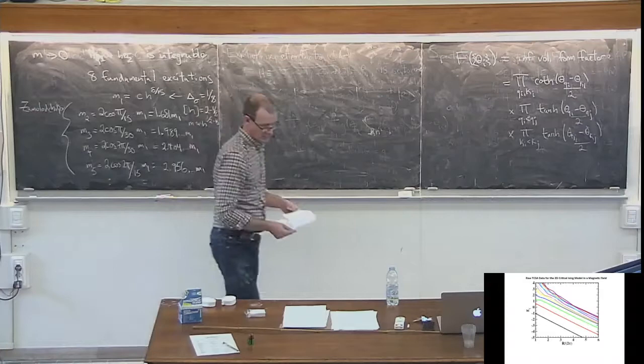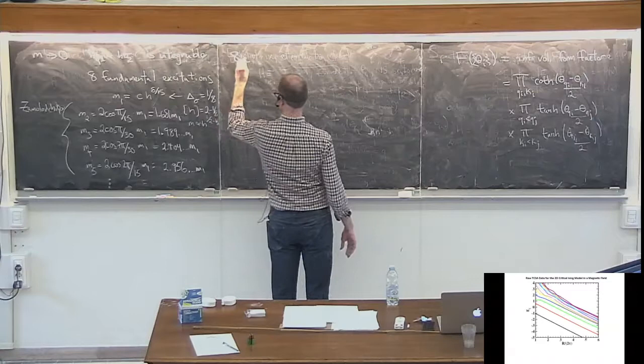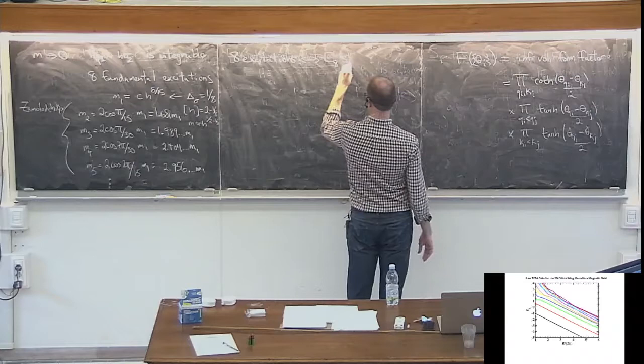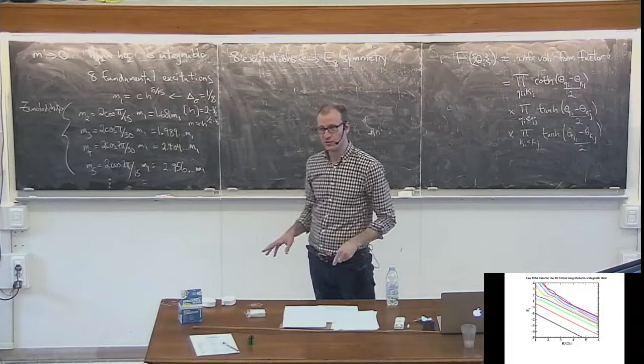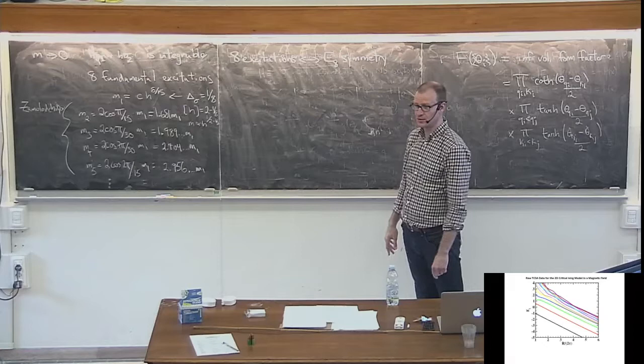These eight excitations are reflective of an E8 symmetry in the model, but in a very non-trivial way. I mean, it's not obvious that if you look at the lattice model of the quantum Ising chain in a magnetic field that there should be an E8 symmetry lurking there in some way, but there is.